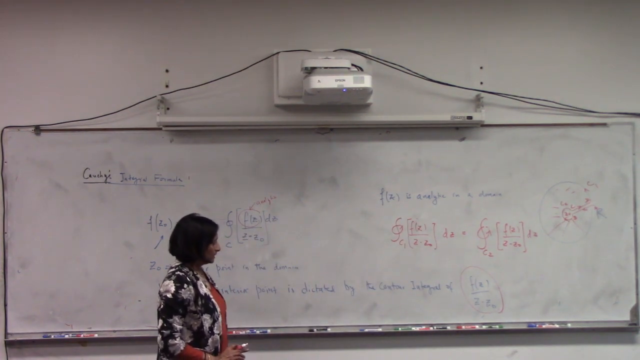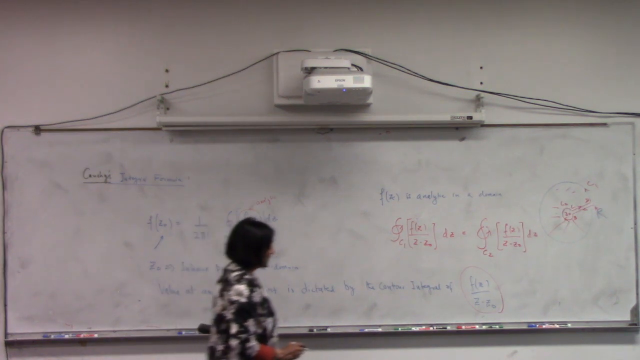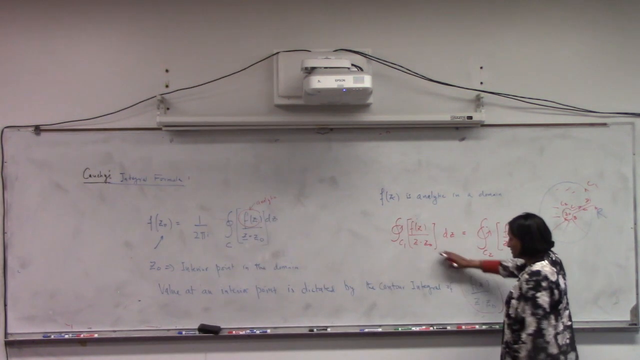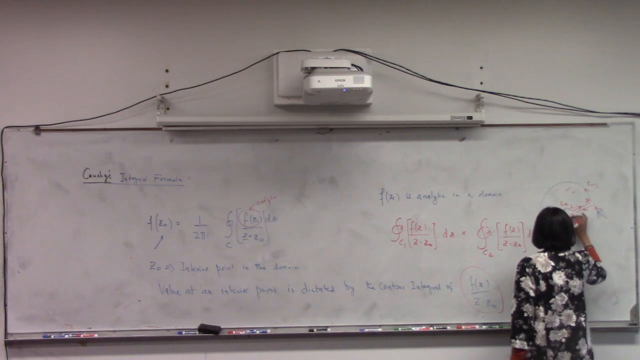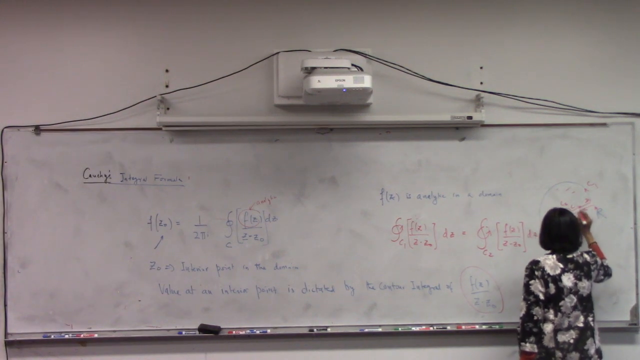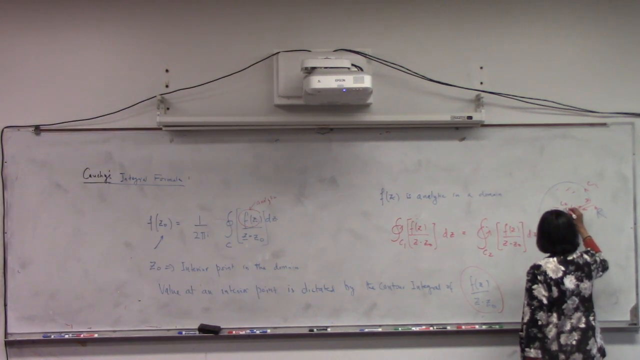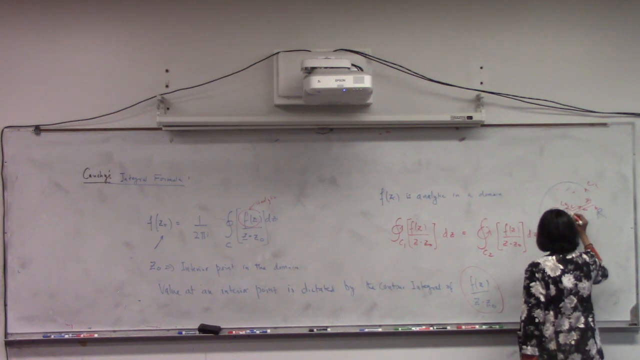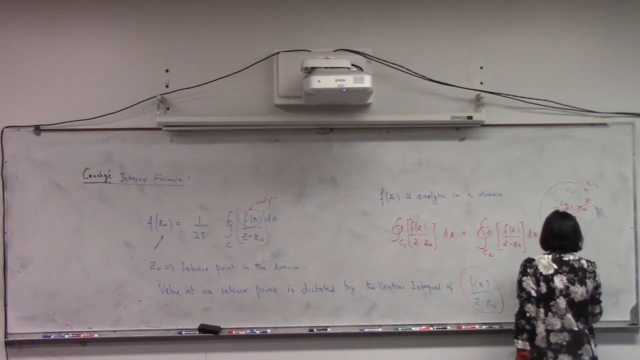Okay. Now, I need to evaluate this quantity. Now, this is z naught, and let me call this z on the circle, the complex variable is z, and let me call this radius rho.